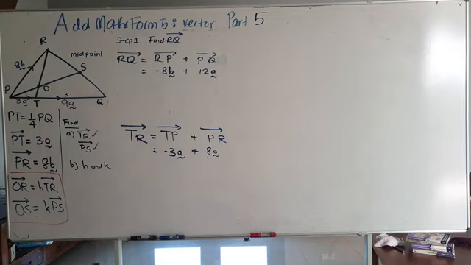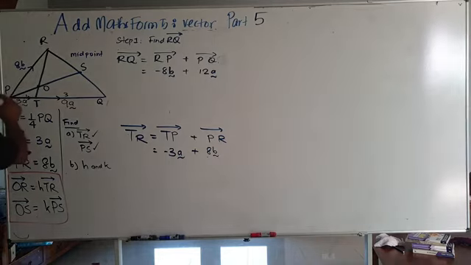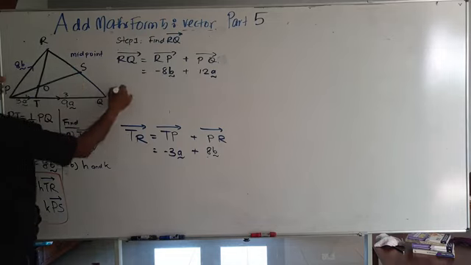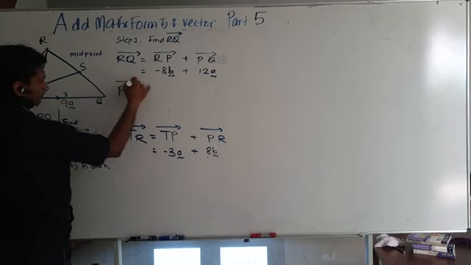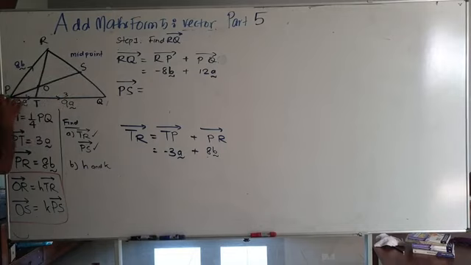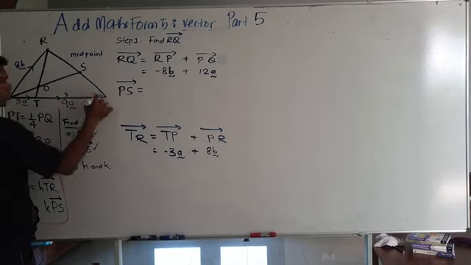Since the question is find PS, can you please create the equation for PS? You need to write down the PS equation. So let's write it down. What's the first step? You must choose a triangle. Which triangle is that? So let's choose PS. I'm choosing this triangle. PS means start from P, PQ, QS.